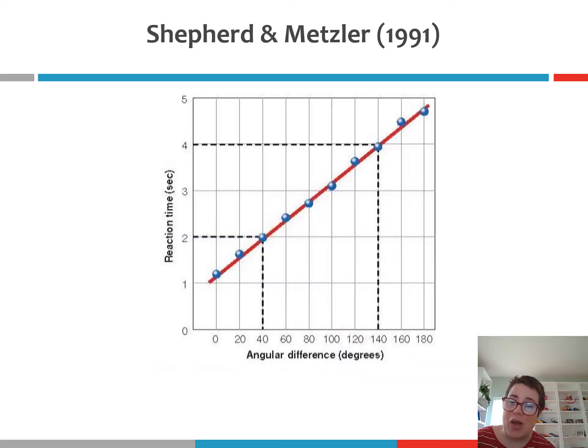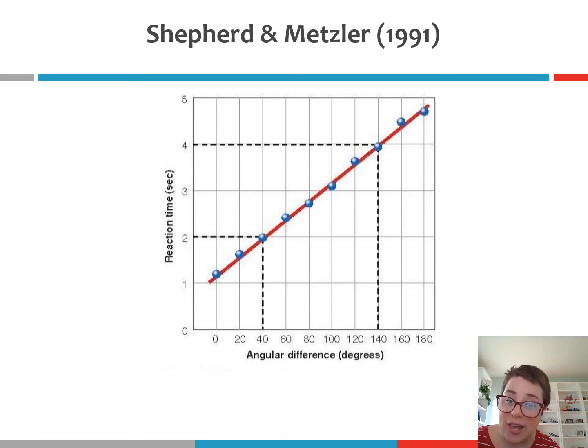Okay, so as you can see on this graph, we have reaction time on the y-axis in seconds and angular difference in units of degrees on the x-axis. So like I said, you can see that as the angular difference gets higher or more significant, it takes participants longer in terms of seconds to answer the question: is this the same object or a different object?